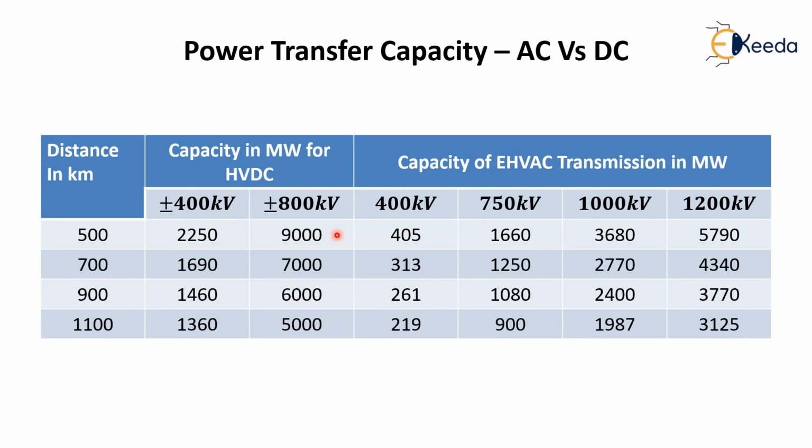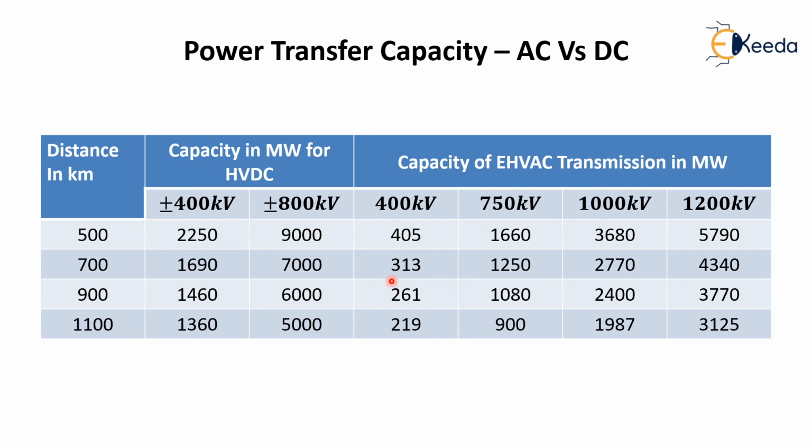Let's take the second example for the 500-kilometer distance. If I'm using a plus or minus 800 kilovolt voltage level, then I will have a maximum power transfer capacity of 900 megawatts. For the same case, take the maximum level of 1200 kilovolt. Even there, the power transfer capacity is only 5790, almost half less than the HVDC value. Let me take another example for a 900-kilometer distance. We can see the capacity in megawatts is 1460. For the same case here, the power transfer capacity is only 261, and you can see it is getting reduced.